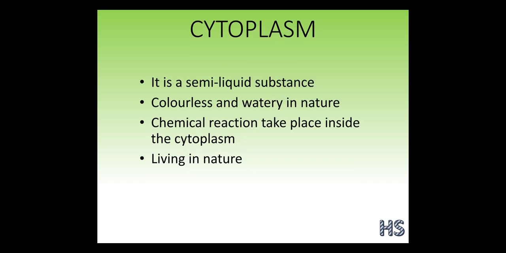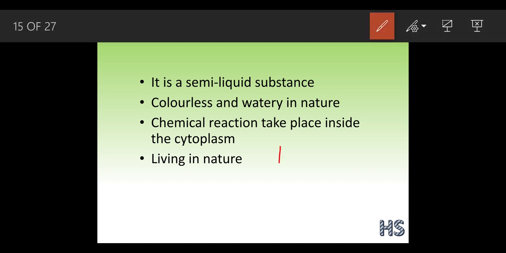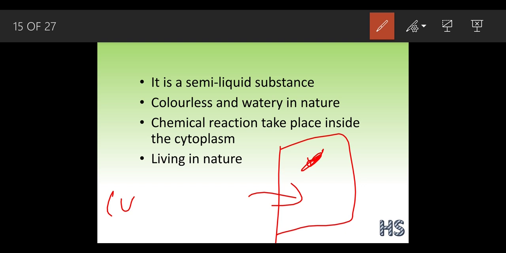Now what is a cytoplasm? In a generalized cell we have seen, suppose this is a cell, there is a nucleus, and this whole empty space is called the cytoplasm. This cytoplasm is a semi-liquid substance. Semi-liquid means it's not fully like water, it's semi-liquid, but thick in nature. It is colorless and watery in nature. Watery means like water, and colorless means transparent, you can say.